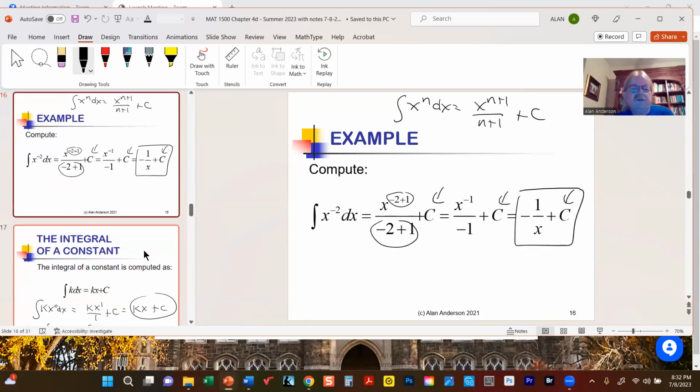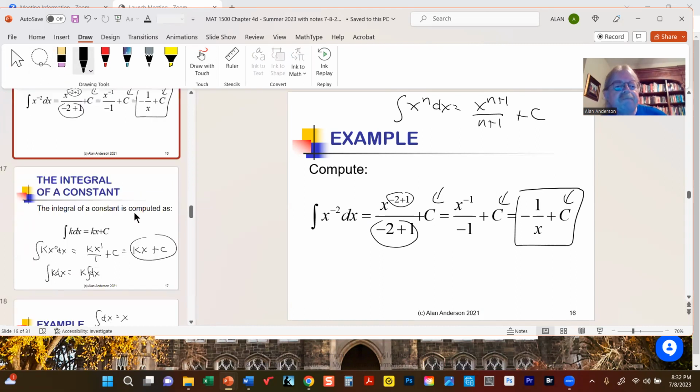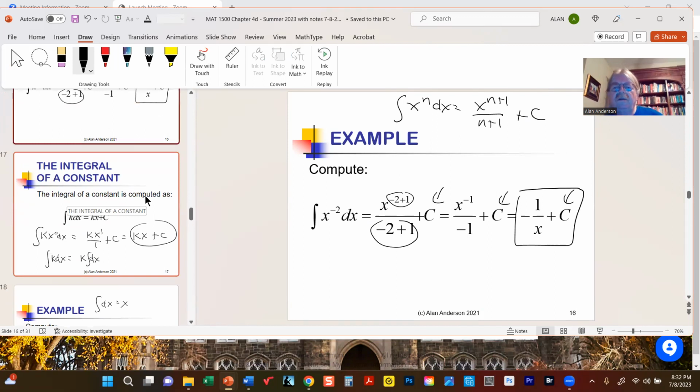This one's a little bit trickier just because you've got a negative exponent, but the rule doesn't change. Your exponent here will be -2 plus 1 over -2 plus 1. So this reduces to x to the -1 over -1, or we could write it more simply as -1 over x plus c. Every time we run into an integral like this, where it's just x raised to some power, we use the exact same procedure.